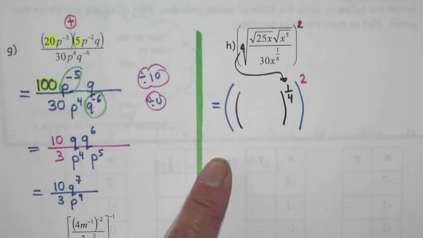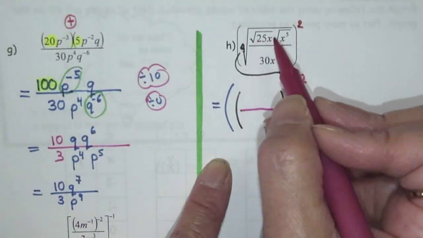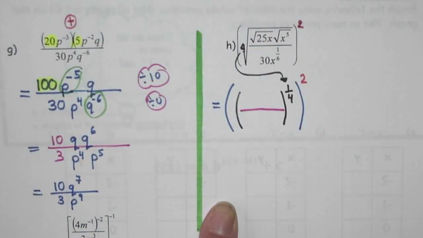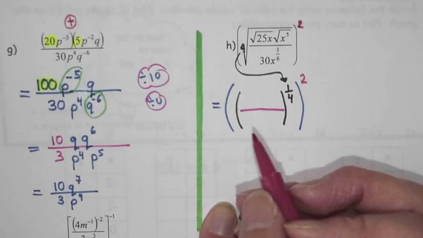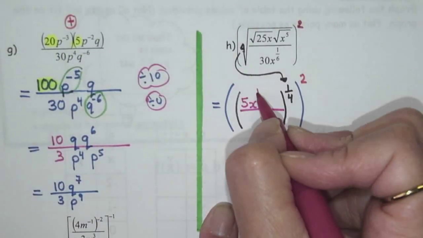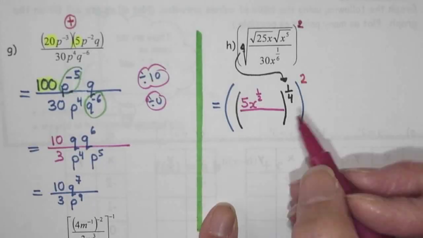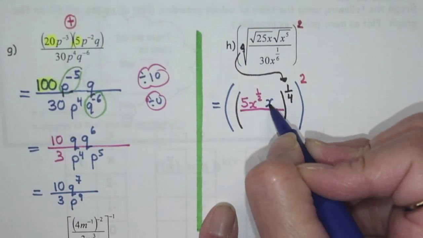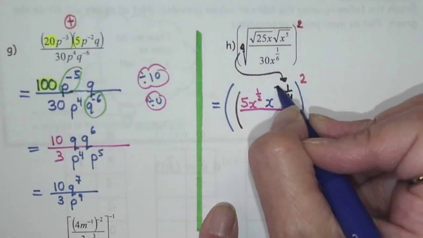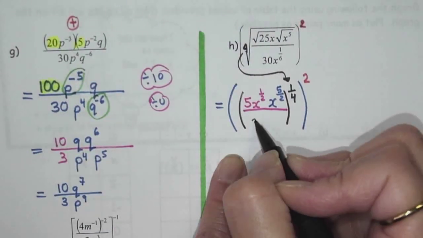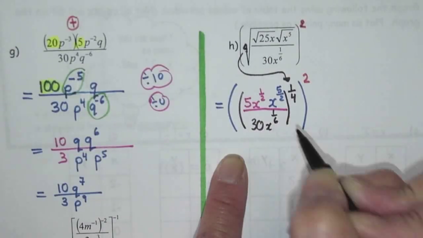Then on the inside, ignore this, ignore this. Now I'm just working on the numerator. Square root of 25x. What can I do with that? You can move 25 to 5, and x to the 1/2. So they each get their own root. Can I do anything with the x to the 5 there? Not really. So this will be x to the invisible 5/2. The denominator, I'm leaving as is. I can't do anything. So 30x to the 1/6.